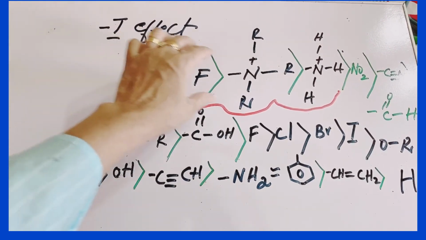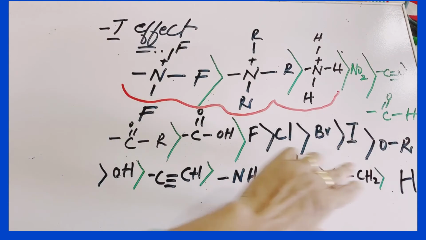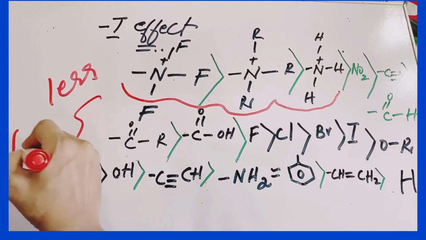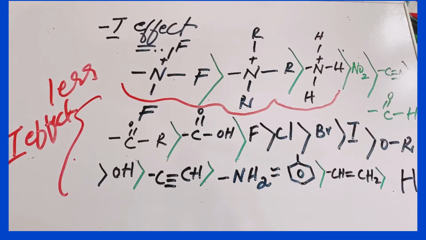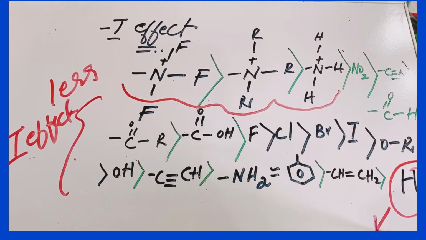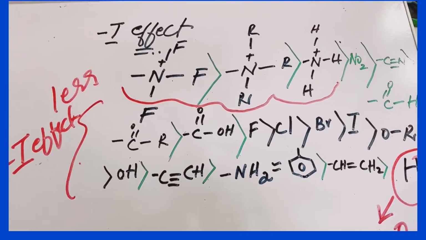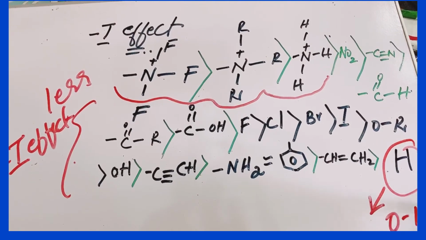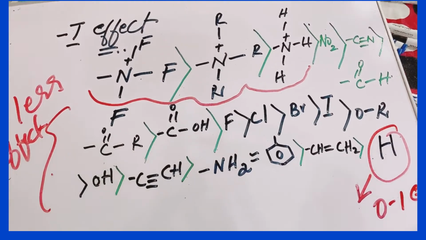So these would be having the most of the I effect and are most electronegative, whereas the rest of them have less I effect. And one more important thing is that hydrogen has zero I effect. This hydrogen has zero I effect.